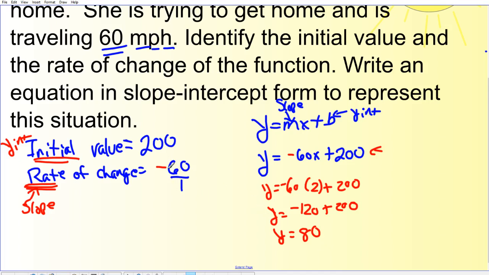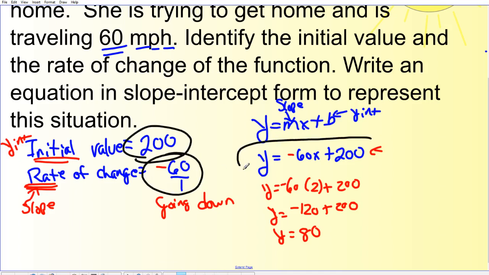Okay? So the reason why this is a negative is because her distance from home is decreasing. It's going down. That's why it's a negative. If her distance from home was increasing, it'd be a positive slope. Okay? So the things they wanted us to find here. Initial value. Boom. Rate of change. Boom. Equation of line. Boom.